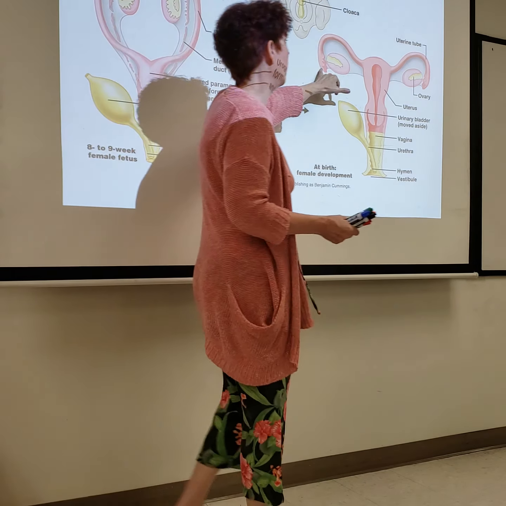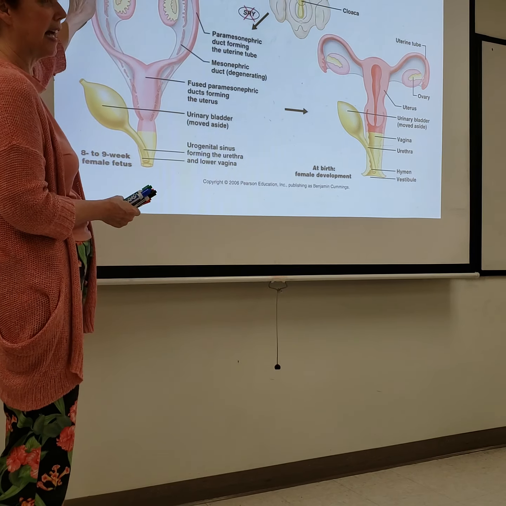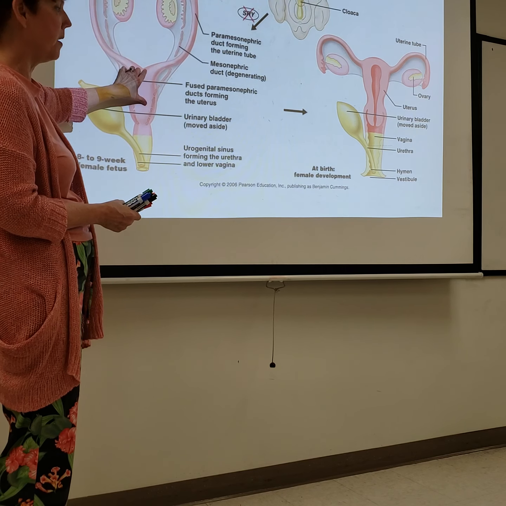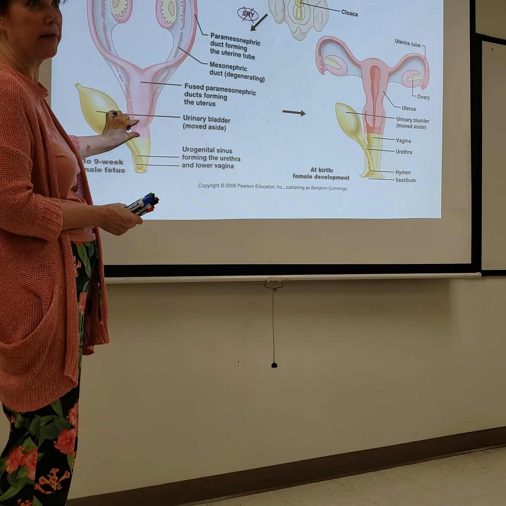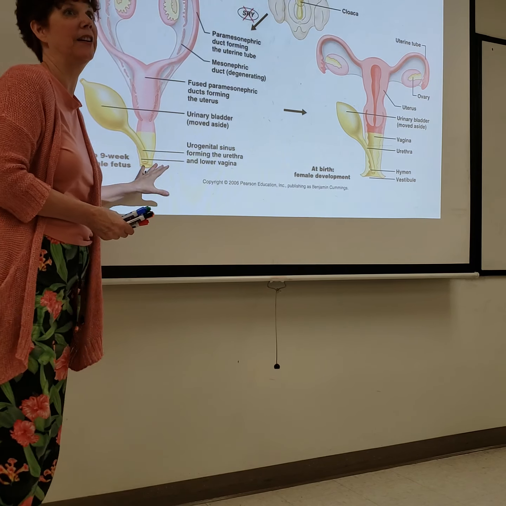So here the mesonephric duct is disappearing, all right, and the paramesonephric duct remains, and as you can see there is no continuous connection between the ovaries and the oviduct. Then it fuses to form the uterus and the upper third or so of the vagina. The lower third develops from the embryonic structures that form the bladder and urethra.